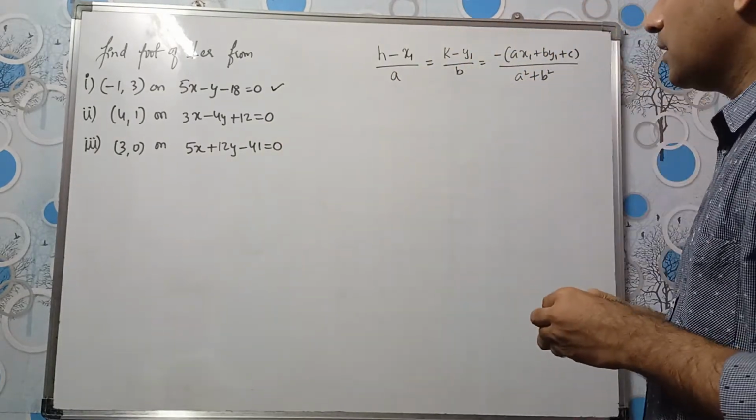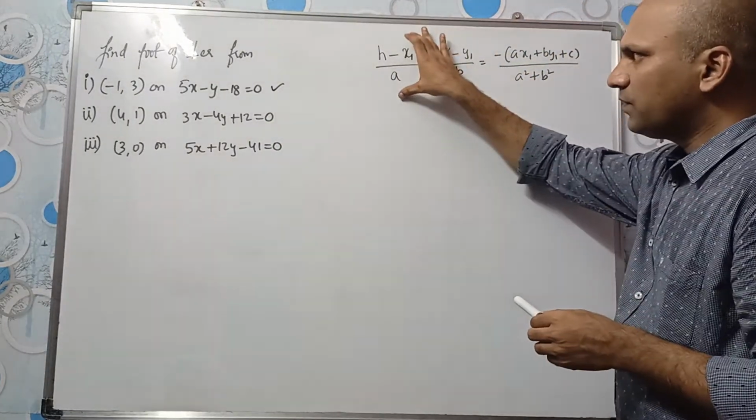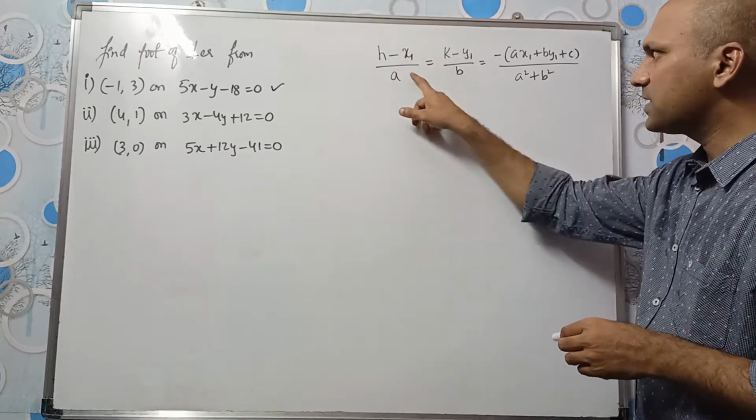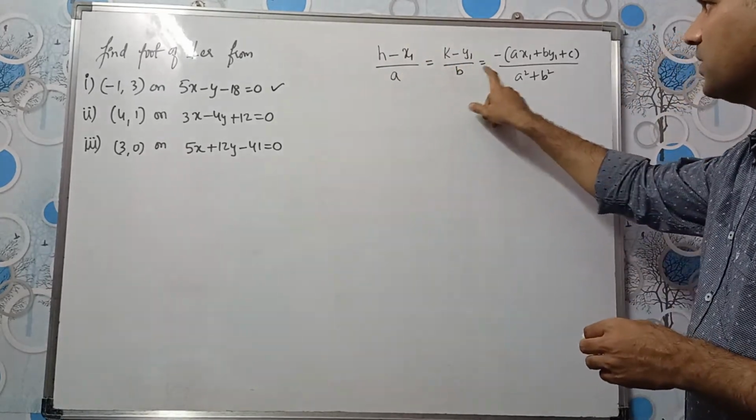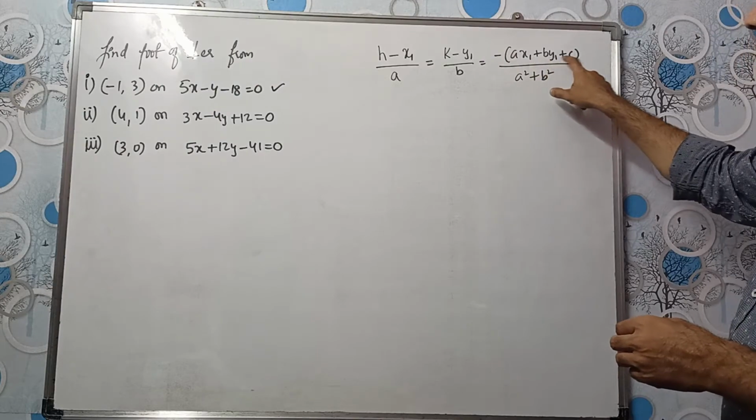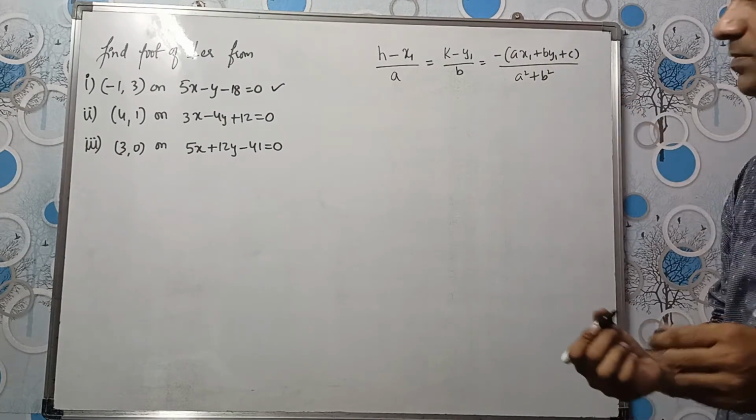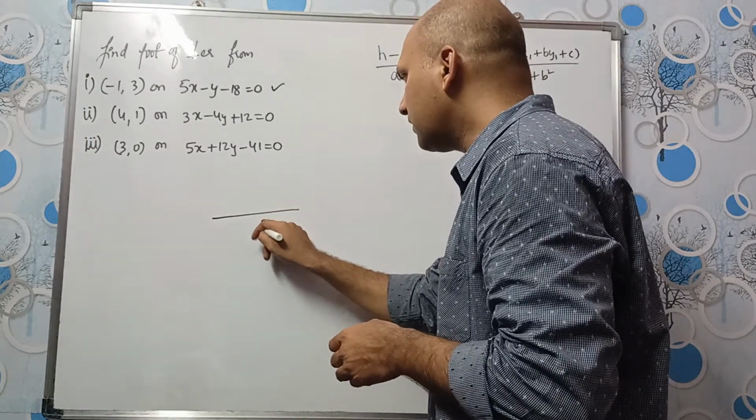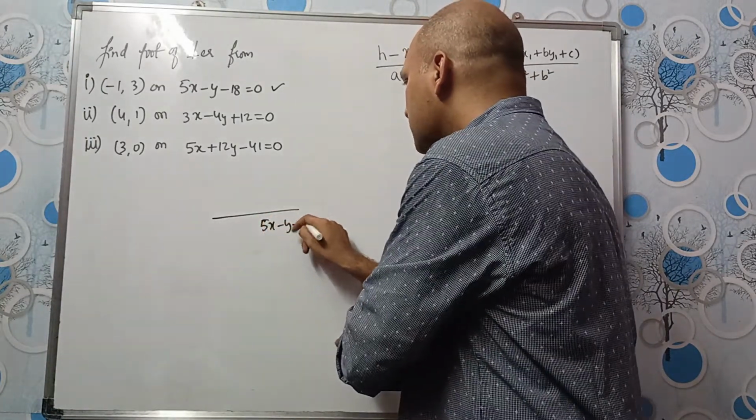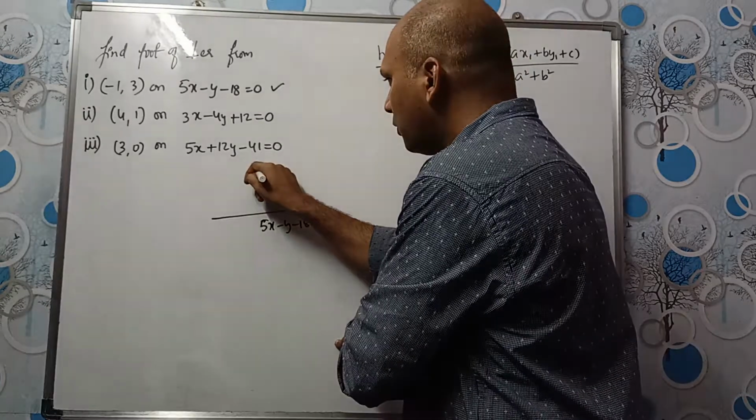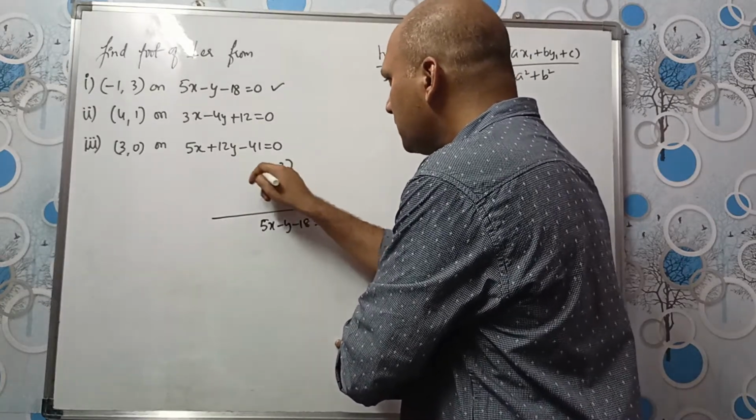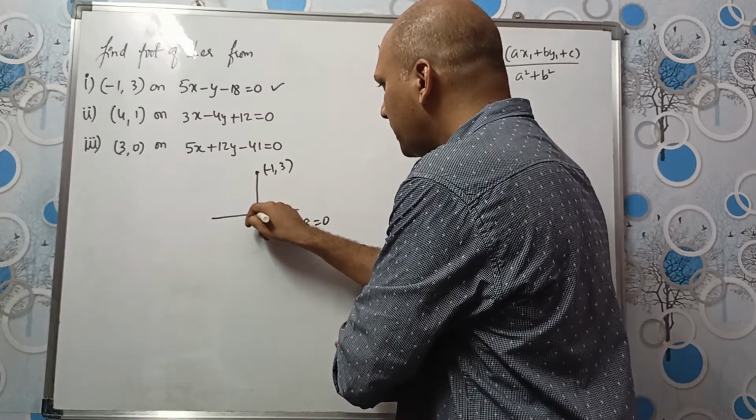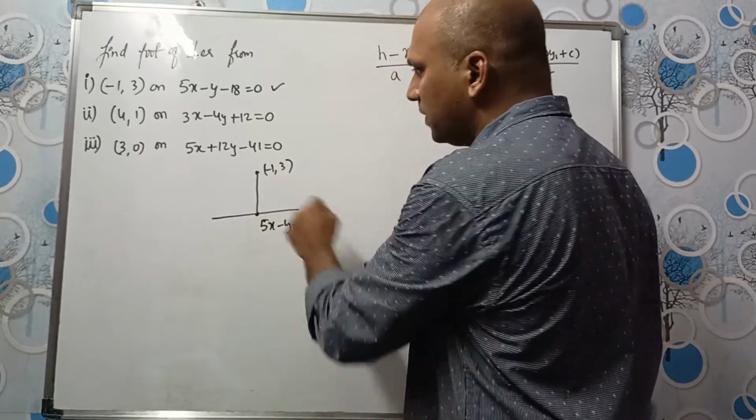Okay. Just now we have derived this formula to find the foot of perpendicular. h minus x1 by a equal to k minus y1 by b is equal to minus of ax1 plus by1 plus c divided by root a square plus b square. Now see, this is the straight line given, 5x minus y minus 18 equal to 0, and we have a point here, minus 1 comma 3. We need to find the foot of perpendicular. This point we need to find.